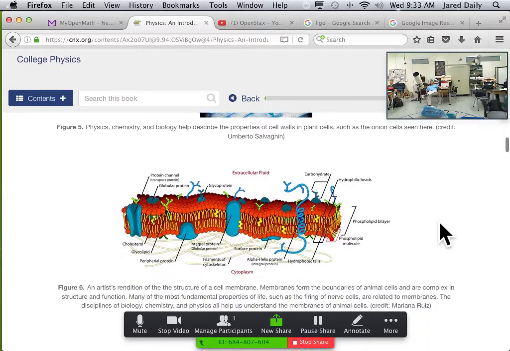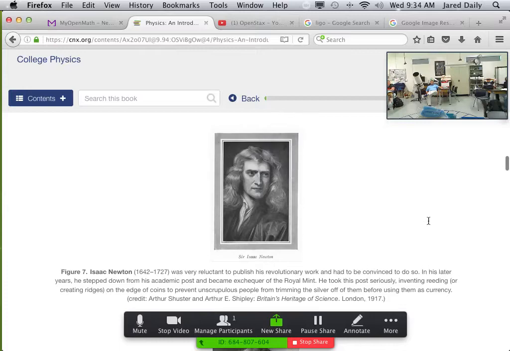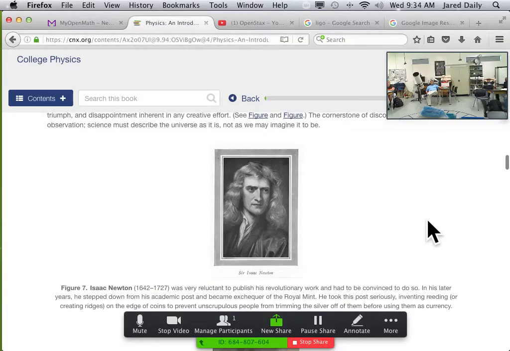Here they have some cells. We talked about this already a little bit. Now we talk about some of the famous physics people. Sir Isaac Newton being one of the greats and probably the father of physics as we know it today.